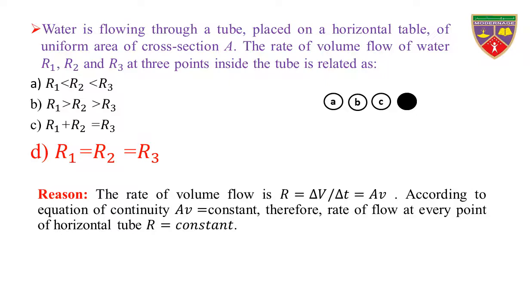Reason, the rate of volume flow is R equal to delta V over delta T, where delta V is the volume and delta T is the time, which is equal to Av. According to the equation of continuity, Av is equal to constant. Therefore, the rate of flow at every point of the horizontal tube is R equal to constant. Hence, R1 is equal to R2 is equal to R3.